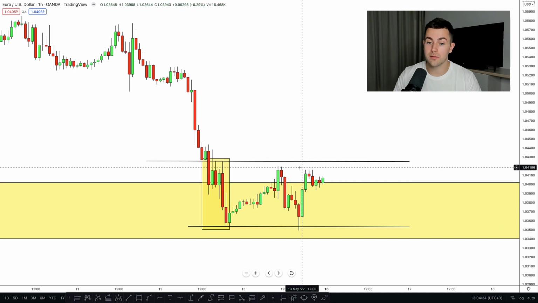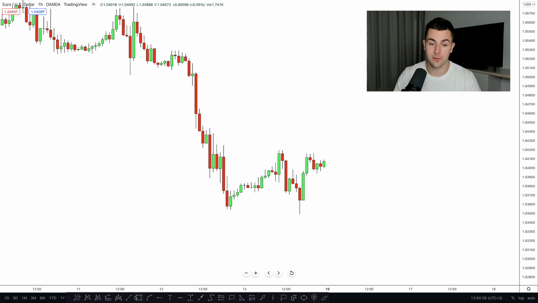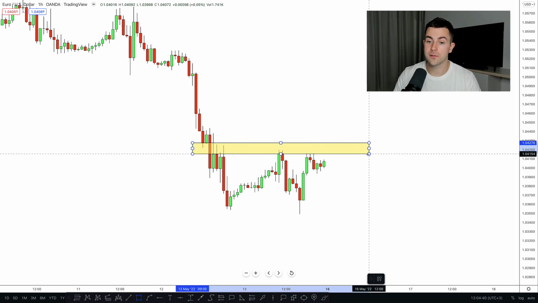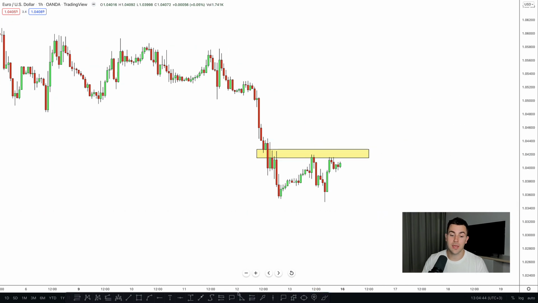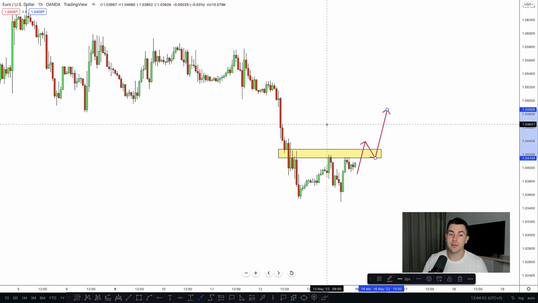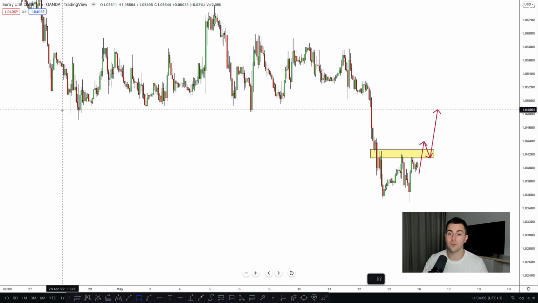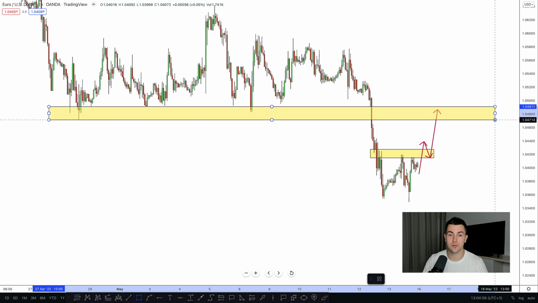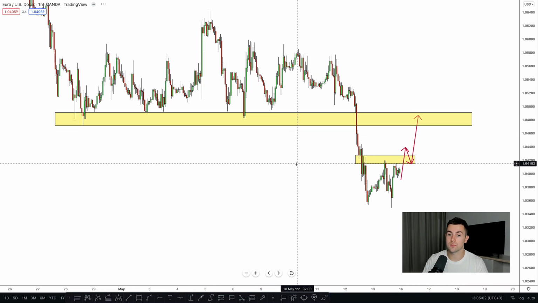you can see that here we have a classic example of a double bottom formation. Double bottom, and here is our neckline, traders. So next week, if we see a bullish breakout of the neckline of this double bottom, I will expect a correctional movement on euro-dollar. Yes, the first target will be right here, based on that strong resistance area.